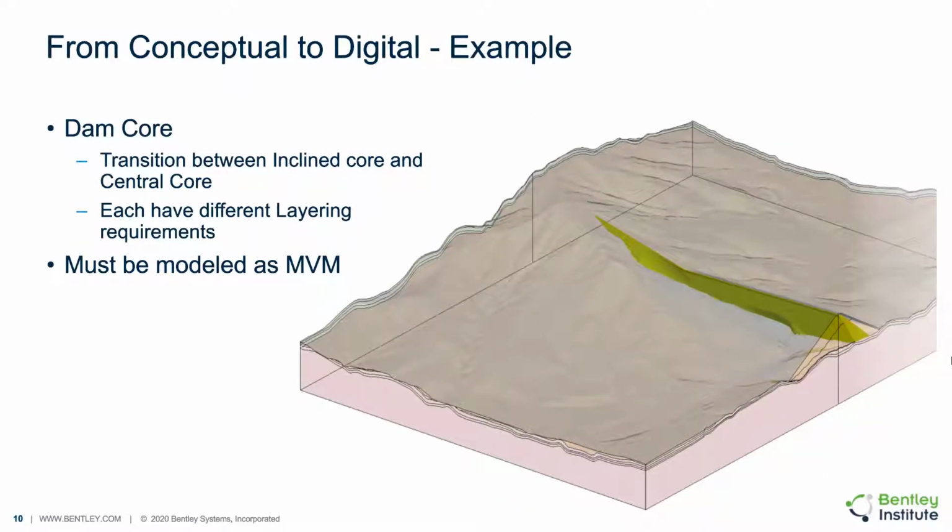The core of the dam then transitioned between an inclined core and a central core. Each of these representations required different layer representation. In other words, it was impossible to represent both an inclined core and a central core with a surface and layer approach. A material volume mesh object could be successfully used to represent the entire core.